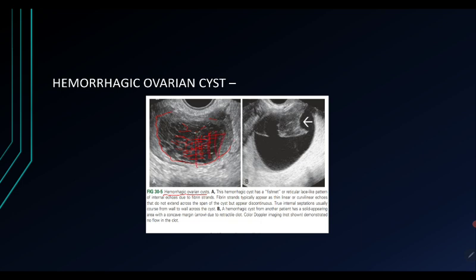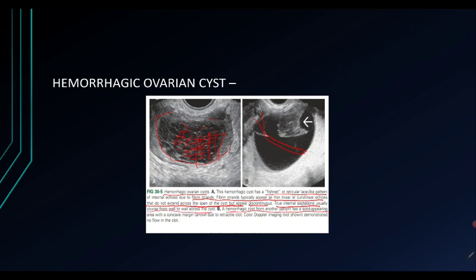The fish net or reticular, lace-like pattern of internal echoes is due to fibrin strands. Fibrin strands typically appear as thin linear or curvilinear echoes that don't extend across the span of the cyst but appear discontinuous. Always remember, a true internal septation usually goes from one wall to another wall. That is a true internal septation. But with fibrin strands, in between you can see interruption, not a continuous septation.